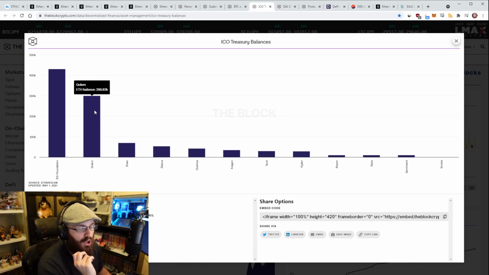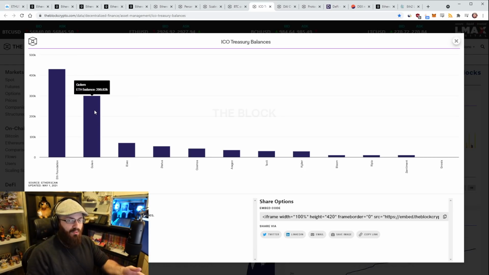Golem is a surprise here. Golem is one of the first ICOs. They raised all this ETH, like 300,000 ETH, back when ETH was basically worth nothing. It was during 2016, when it was $10, something like that. And then you have these smaller ones.